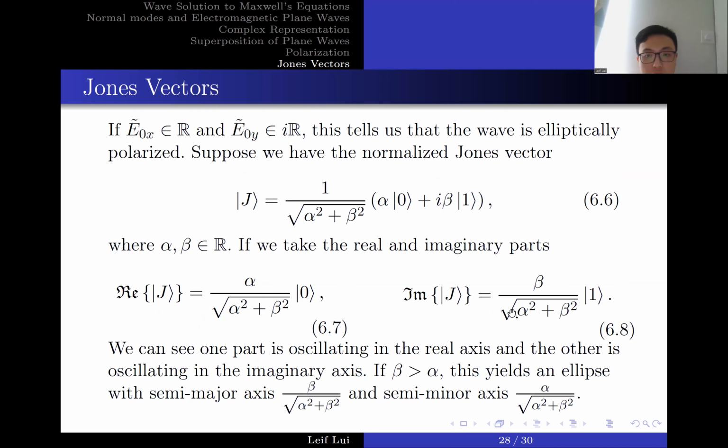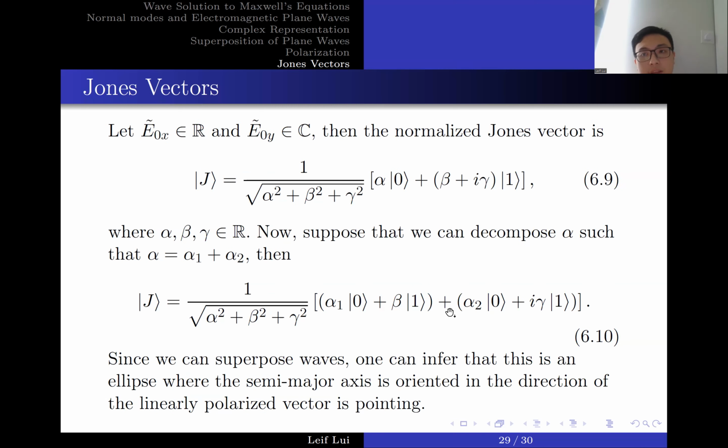This part here is the Jones vector for an elliptical wave, so an elliptically polarized wave, right? If we add these two together, it is simply an ellipse where the semi-major axis is oriented in the direction where the linearly polarized vector is pointing. So it's basically an ellipse where the semi-major axis is oriented in the direction where the linearly polarized vector is oscillating.